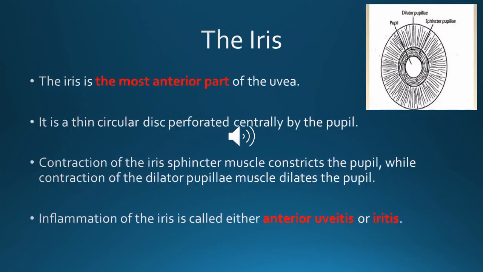The iris is the most anterior part of the uvea. It is a thin circular disc perforated centrally by the pupil. Contraction of the iris sphincter muscle constricts the pupil, while contraction of the dilator pupillae muscle dilates the pupil. Inflammation of the iris part is called anterior uveitis or iritis.